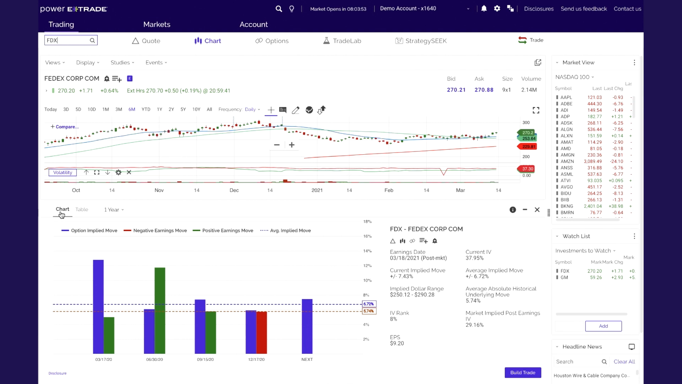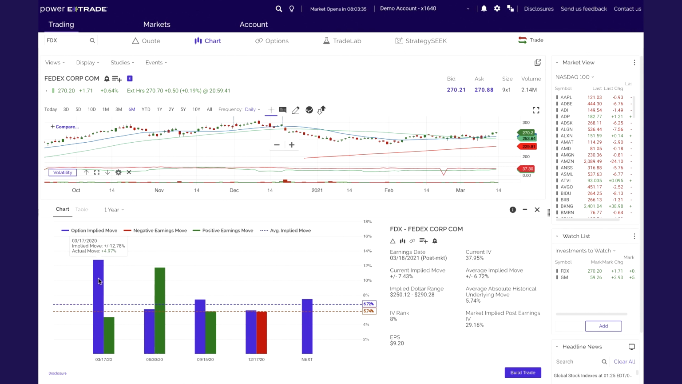What we're looking at here is the chart of the past 1 year. I can go back 3 years, 5 years, or all years, but I'm just going to stick with 1 year for this example. And it's color-coded, so I can see the options implied move. I can see when we had negative earnings move, positive earnings move, and the average implied.